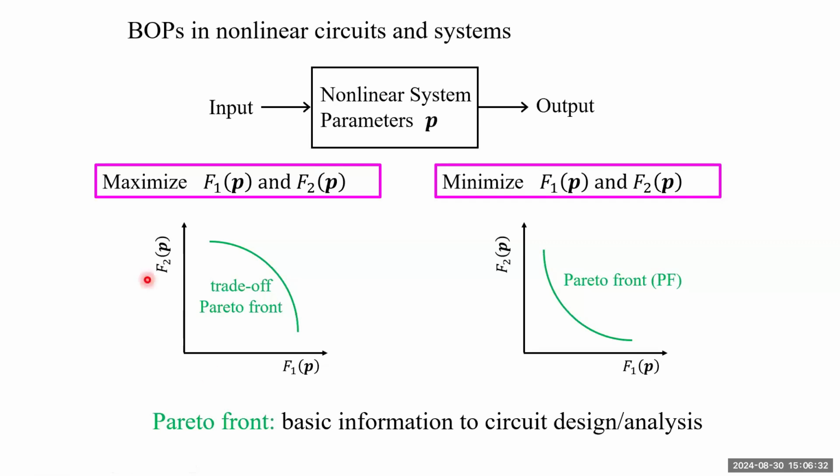Then the BOP in nonlinear circuits and systems, characterized by parameter P. There are two cases. If it is required to maximize both objectives, then the trade-off is characterized by this convex curve. This is the Pareto front. And in the minimization case, the Pareto front is given by this concave curve. The Pareto front gives the basic information for circuit design and analysis.